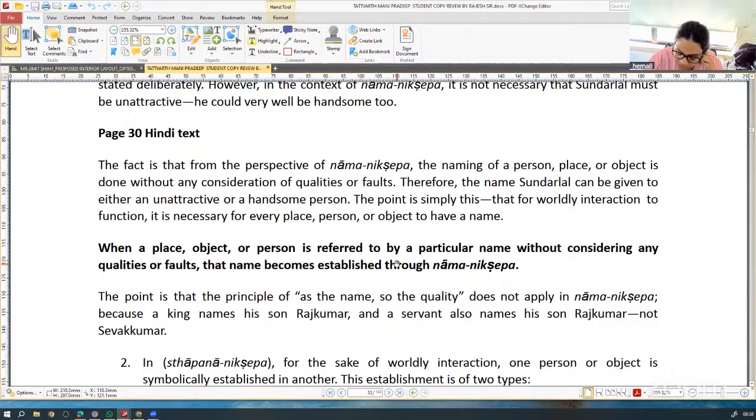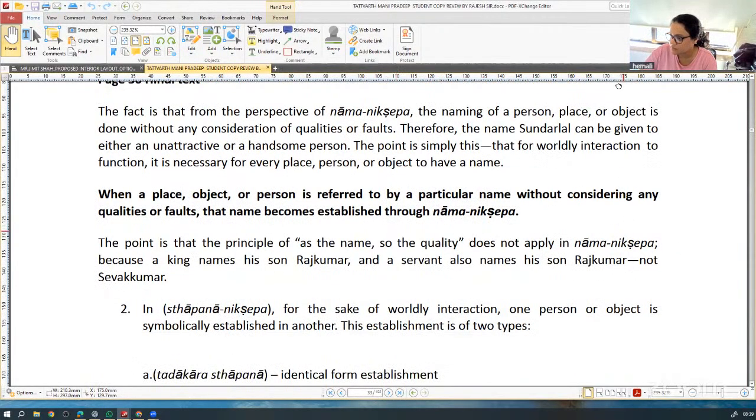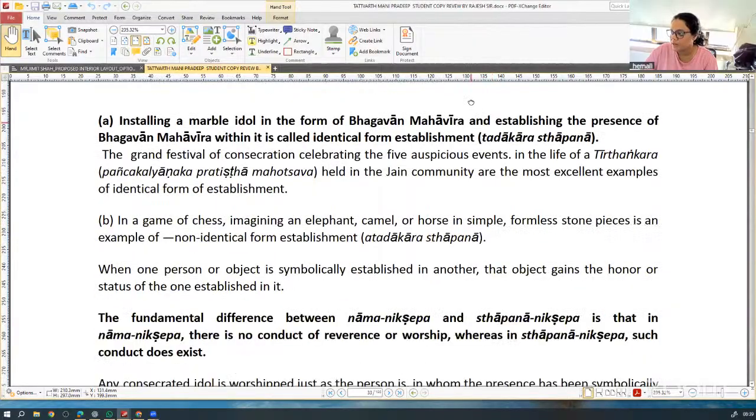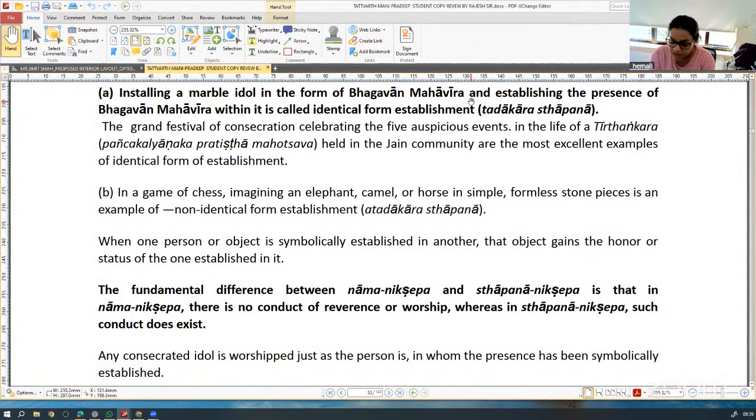In Sthapna Nikshep, for the sake of worldly interaction, one person or object is symbolically established in another. The establishment is of 2 types: Tadakar Sthapna, identical form establishment, and Atadakar Sthapna, non-identical form establishment. Installing a marble idol in the form of Bhagwan Mahavir and establishing the presence of Bhagwan Mahavir within it is called identical form establishment, Tadakar Sthapna.